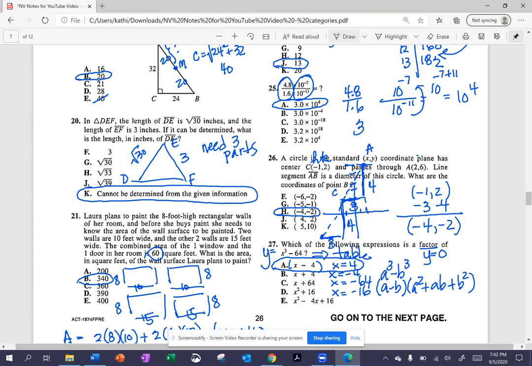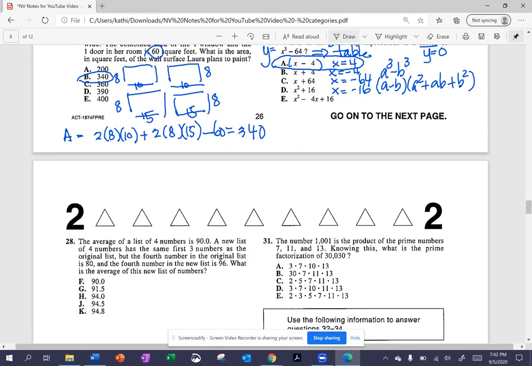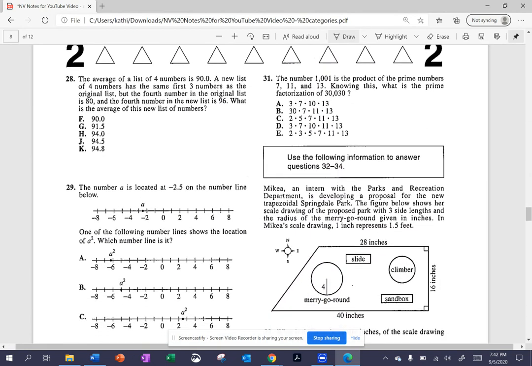All right, let's try 26, 27, 28. We're up to 28. Okay, the average of a list of 4 numbers is 90. A new list of 4 numbers has the same first 3 numbers as the original list, but the 4th number in the original list is 80, and the 4th number in the new list is 96. What is the average of this new list of numbers?